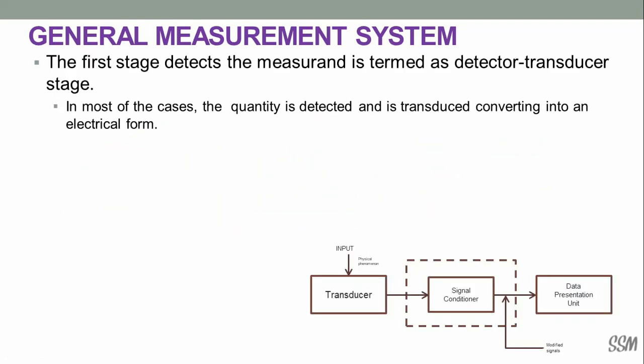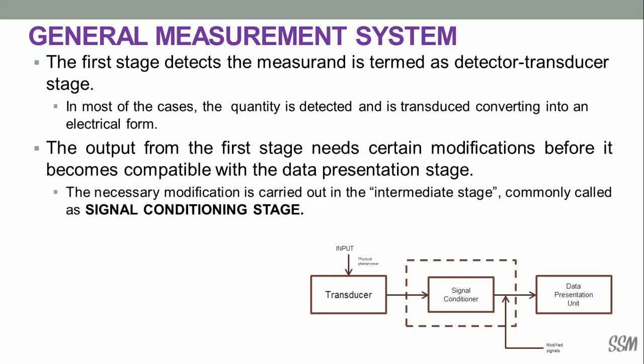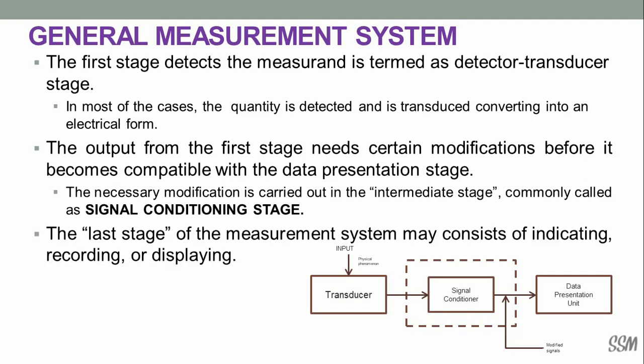The first stage, which detects the measurand, is termed the detector or transducer stage. In most cases, the quantity is detected and transduced, converting into an electrical form. The output from the first stage needs certain modifications before it is used for presentation. The necessary modification is carried out in an intermediate stage, commonly called the signal conditioning stage. The last stage of the measurement system may consist of indicating, recording, or displaying.